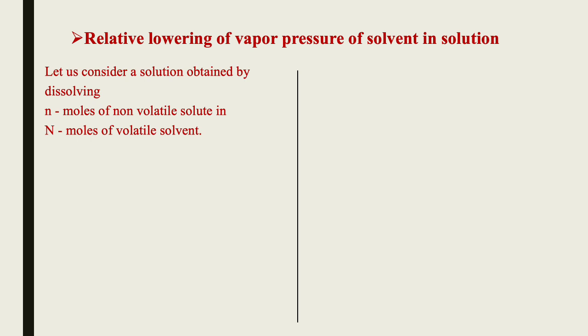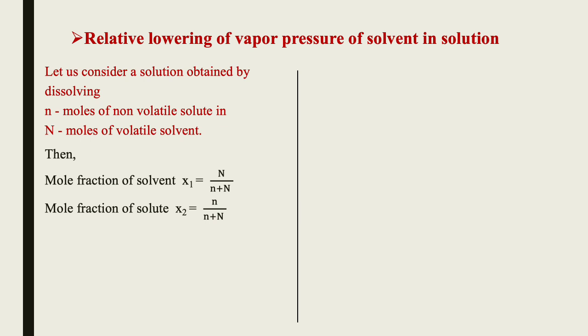So let us consider a solution obtained by dissolving n moles of non-volatile solute in capital N moles of volatile solvent. So this is the one kind of solution where your solute is non-volatile and solvent is volatile. So how will you calculate the mole fraction of solvent? Here is the formula. Mole fraction of solvent, denoted by x1, equals capital N divided by n plus capital N.